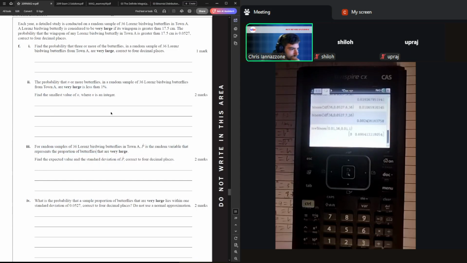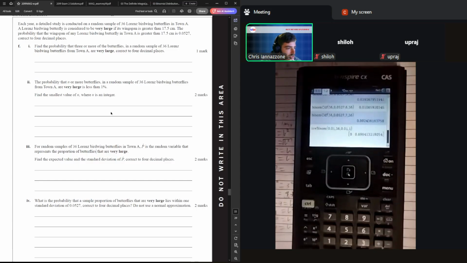That's that. Triple I now. For random samples of 36, you now got p hat. And p hat is tracking very large butterflies. Find the expected value and standard deviation of p hat. So, expected value of butterflies that are large, standard deviation of butterflies very large. But you're doing it in the p hat way. Which, yeah, is on your formula sheet if you need a refresh.